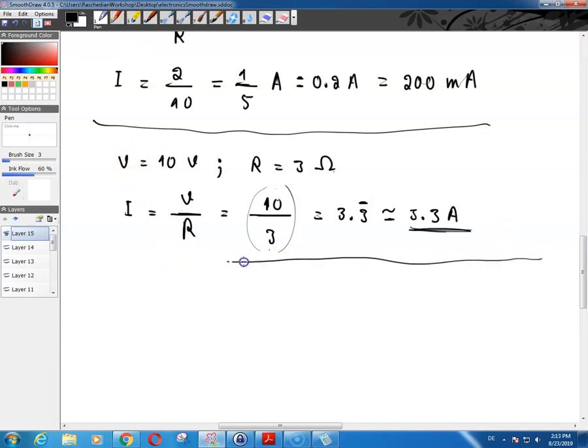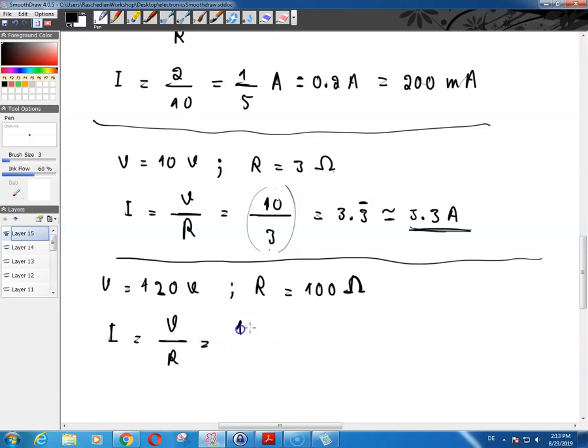Now suppose that, for example, your voltage is 120 volts, and these are all DC voltages, of course. And suppose that your resistance is 100 ohms. So then your current would be V over R, which is equal to 120 divided by 100, which is equal to 1.2 amps basically.